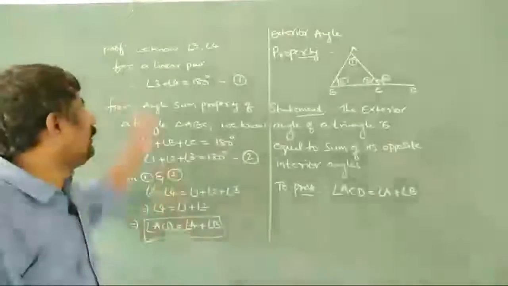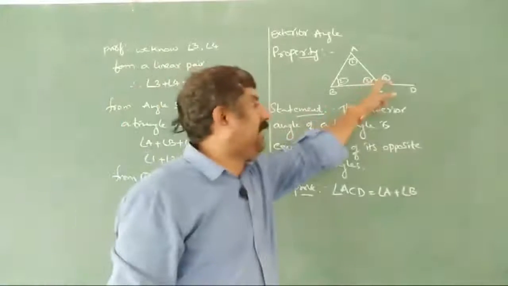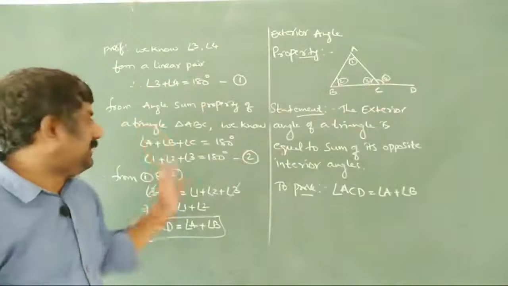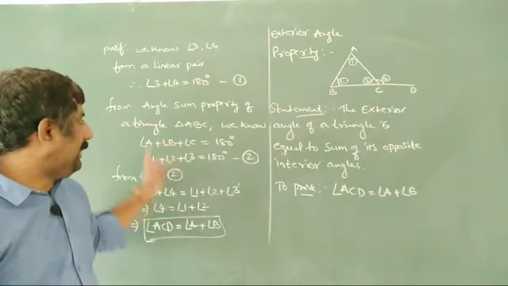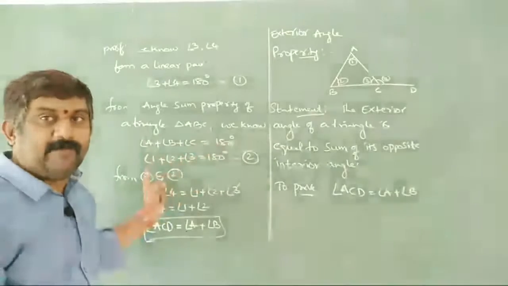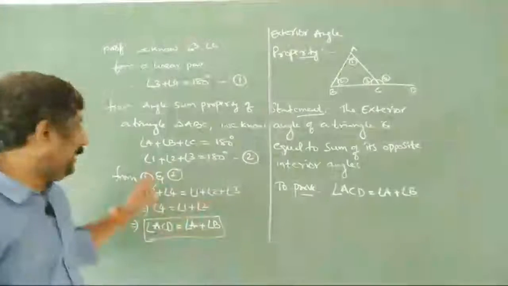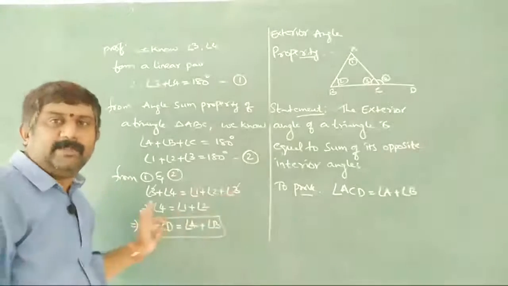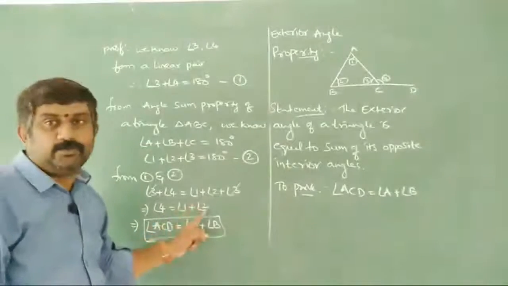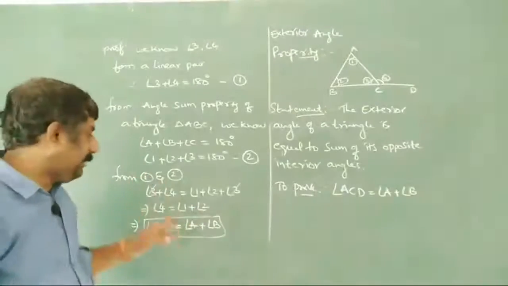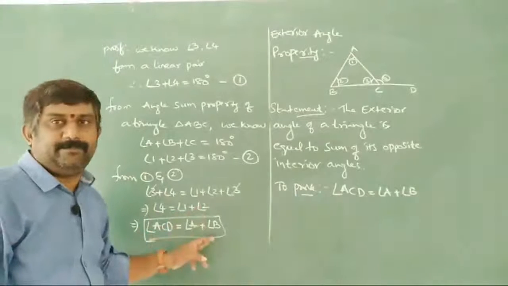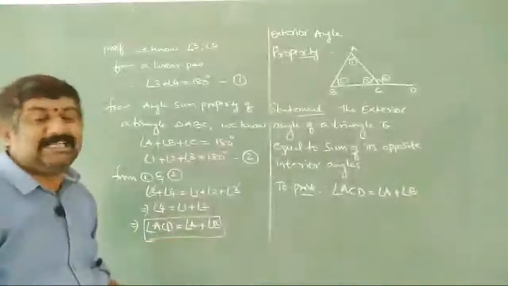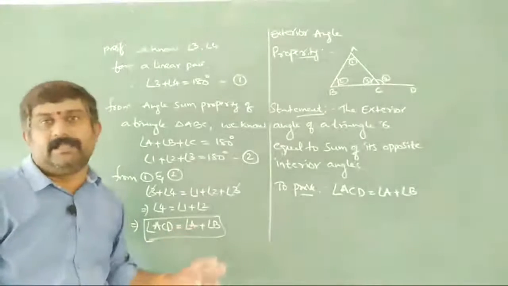Now according to the linear pair, 3 and 4 are forming a linear pair, so 3 plus 4 is 180. Got it? Next, from the angle sum property, A plus B plus C is 180, nothing but 1 plus 2 plus 3 is 180. Equating these both, 3 plus 4 is equal to 1 plus 2 plus 3, 3 eliminated. So 4 is equal to 1 plus 2. What is 4? ACD. 1 is A, 2 is B. Like this, we are proving the exterior angle property of a triangle.